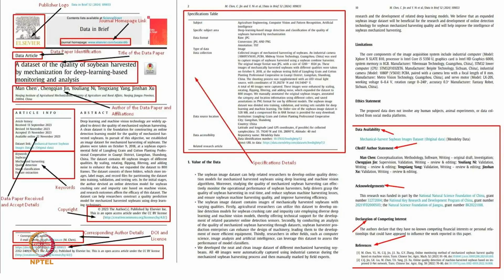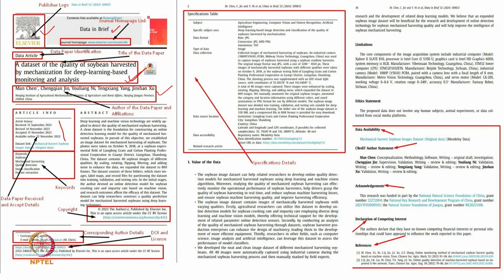journal Data in Brief. So this is the journal name, Data in Brief. It is published by Elsevier. This is the title of the data paper. Then if you see below that, the author details are given. Below that, different dates are given. So these were the dates I was discussing, which also vary from journal to journal.